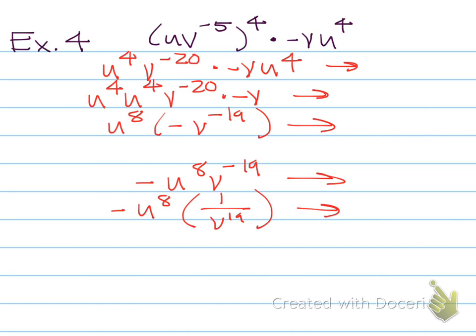Except you should not have any negative exponents, so we want to rewrite it. To make that exponent positive, we just take the reciprocal of the base, which is 1 over v, and that is u to the 8th power over v to the 19th power.